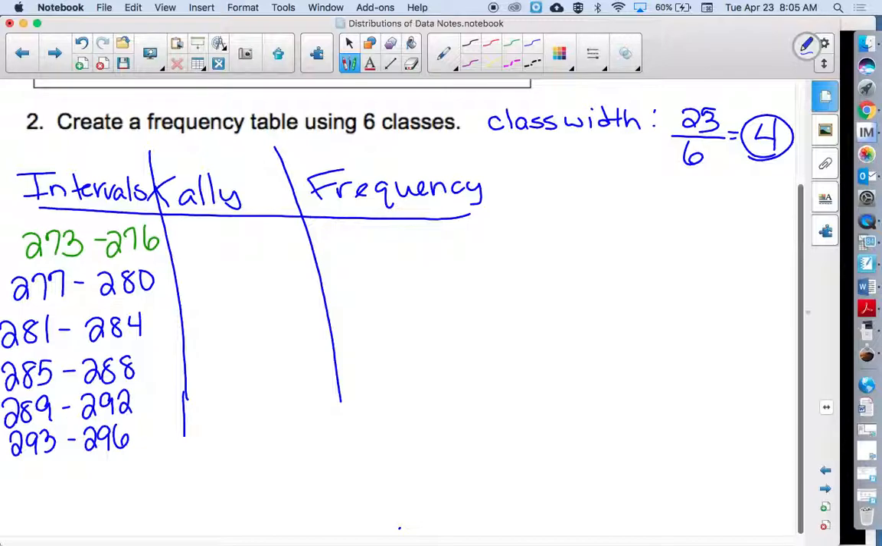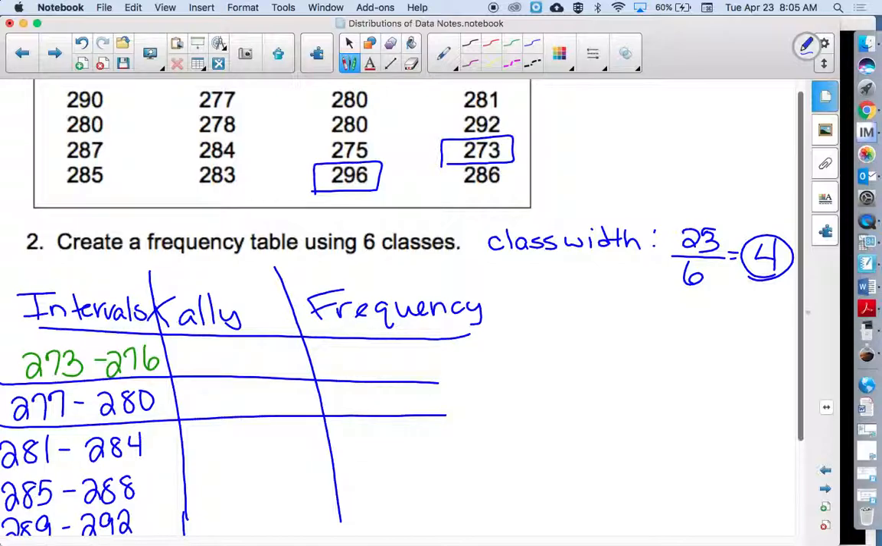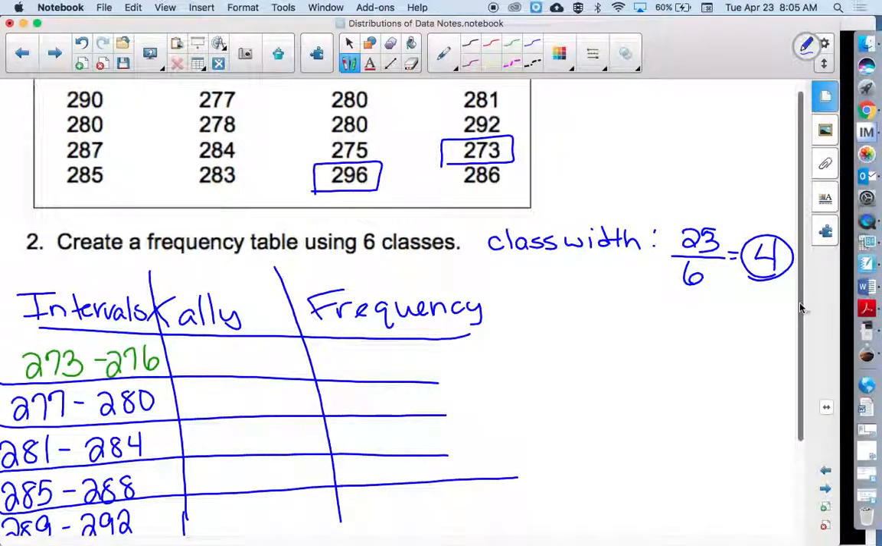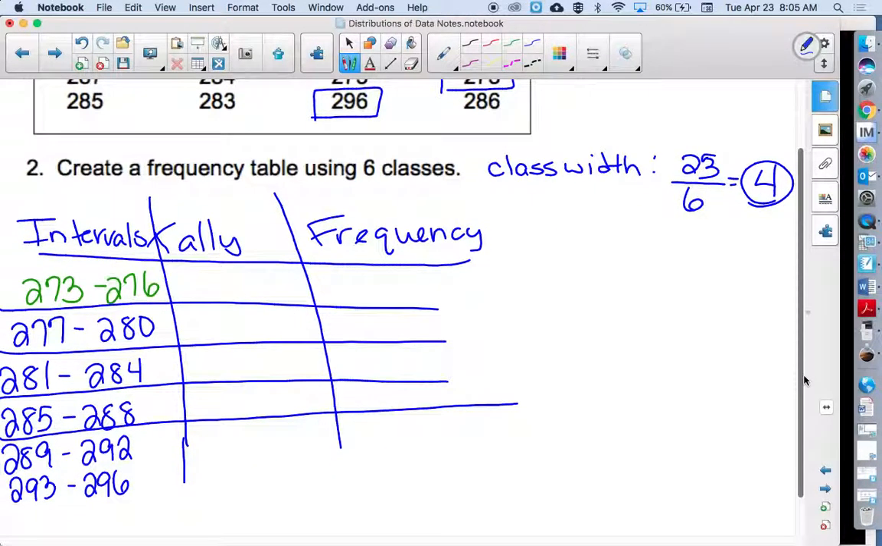So now you're going to go through your numbers and literally make tallies as to which interval they fall in. And if it helps you to make a physical chart here, feel free to do so. But the first number is 290. So I go to where you have 290, put yourself a little tick mark, and then move on to the next number. I go in order. It makes it a little easier.